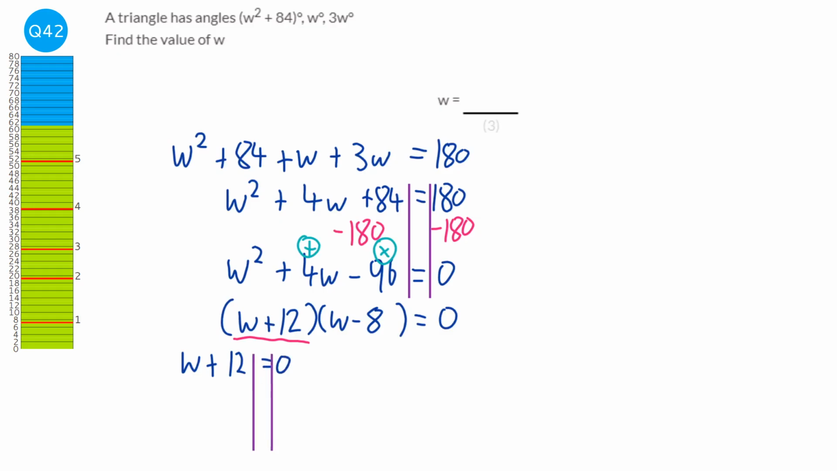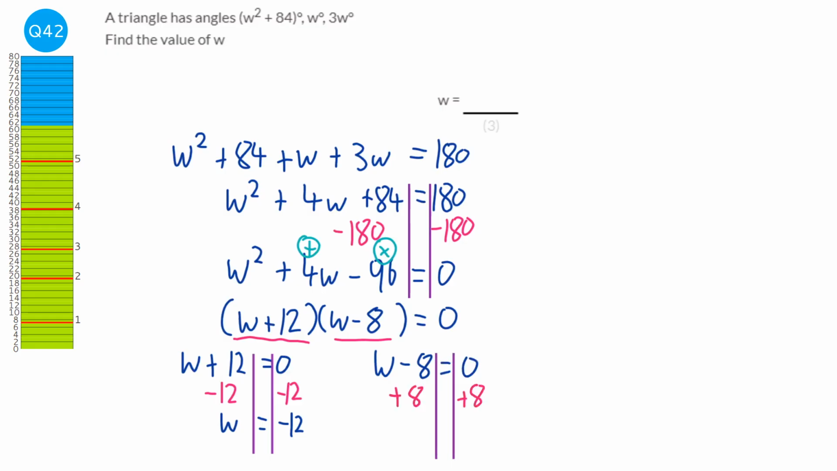So get our lines in. Take away 12 both sides. w equals minus 12. And we get the right-hand side, get that equal to 0. w minus 8 equals 0. Lines in. Add 8 both sides. w equals 8. Now we've got two answers here, but it says value of w.